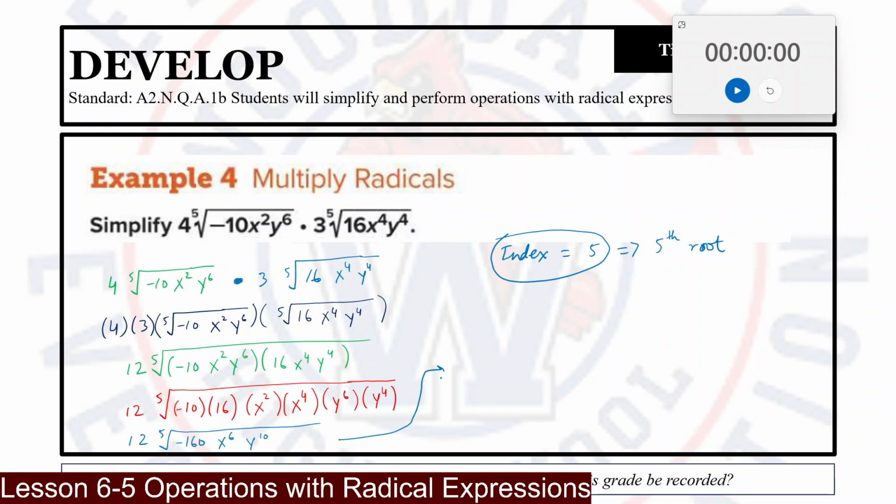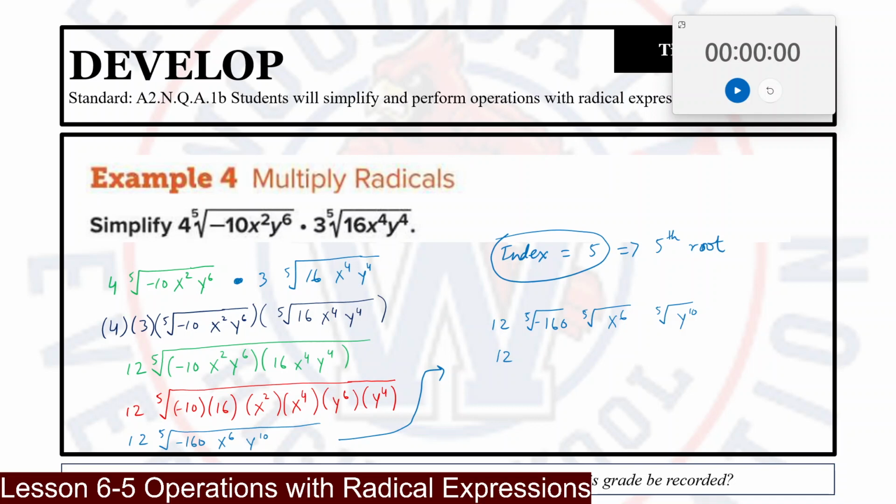So I get 12 times the fifth root of negative 160. And I'm going to separate them now: the fifth root of x to the sixth and the fifth root of y to the 10th. The 12 stays at 12. Now I need to figure out if I can rewrite 160. Is there a perfect fifth that divides into 160?